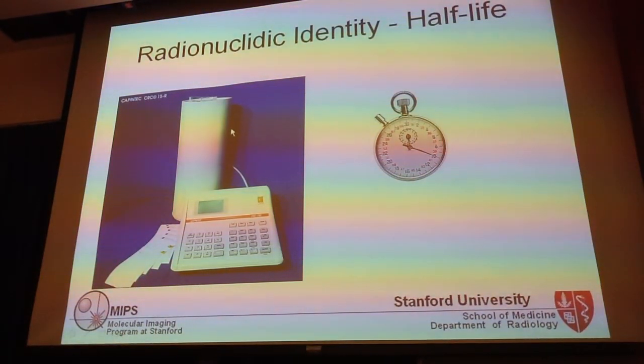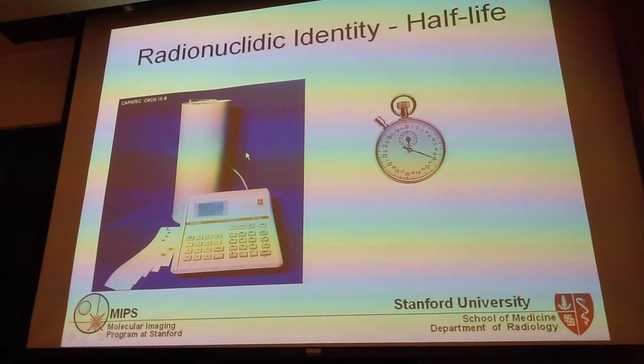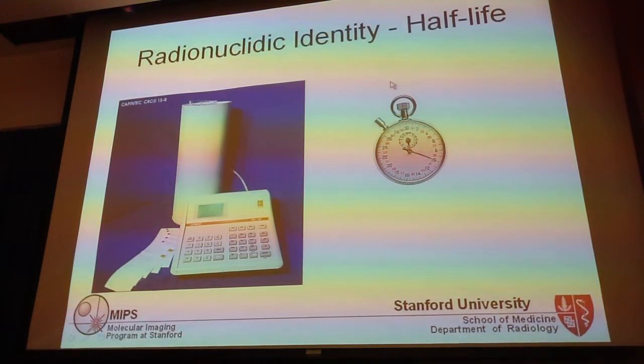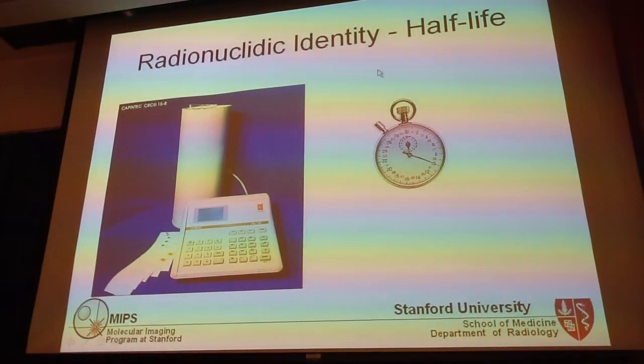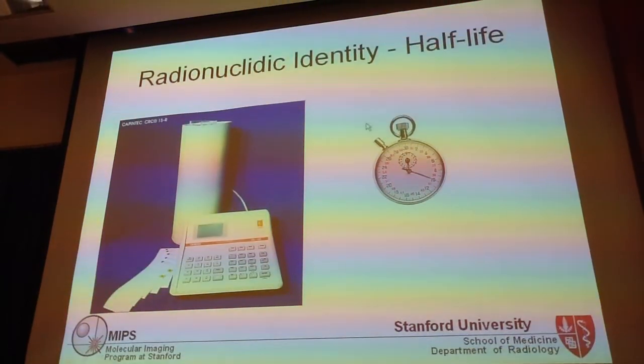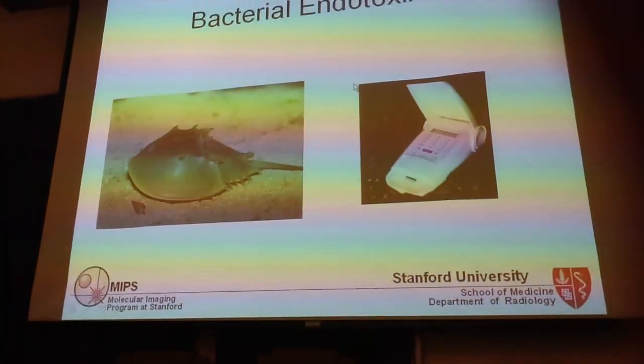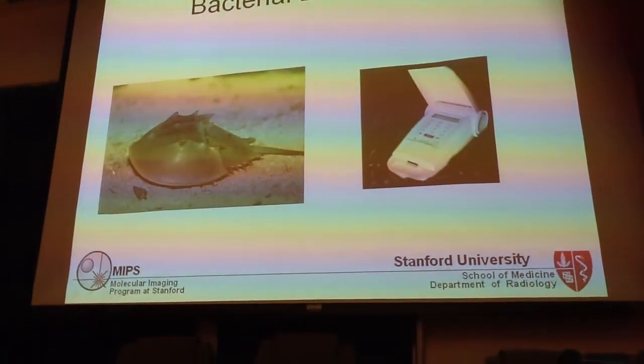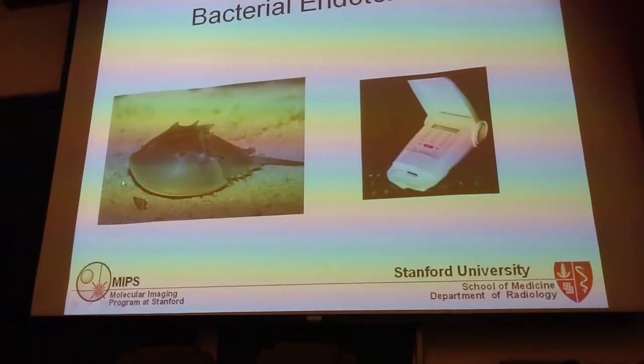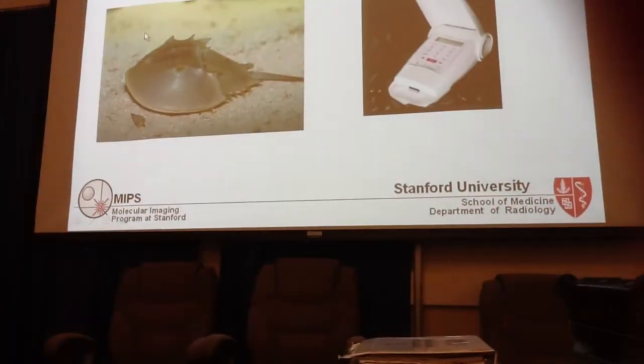Okay, so that's one way. The other way is to put this in a spectrometer or a multi-channel analyzer and look at the energies of the radionuclides given off. Okay. Now, what's this thing here? Horseshoe crab. Okay, it's a horseshoe crab. So, what are we looking for here?